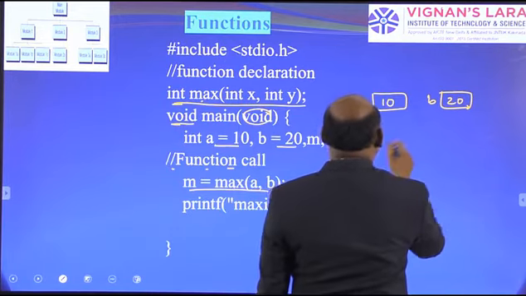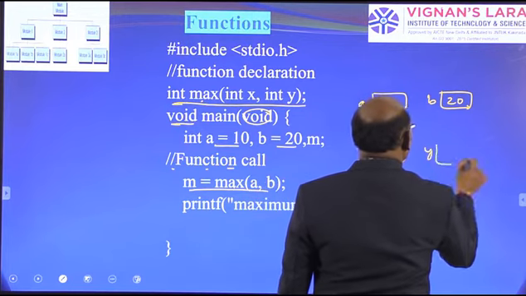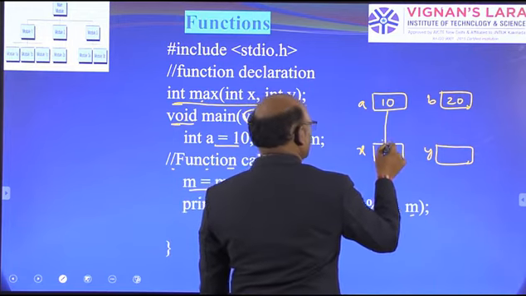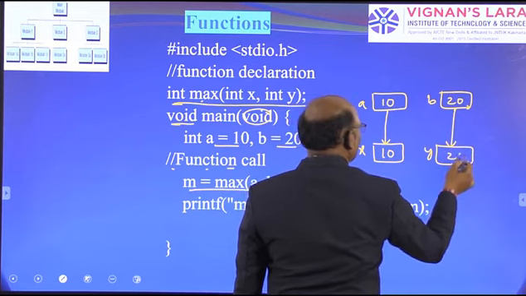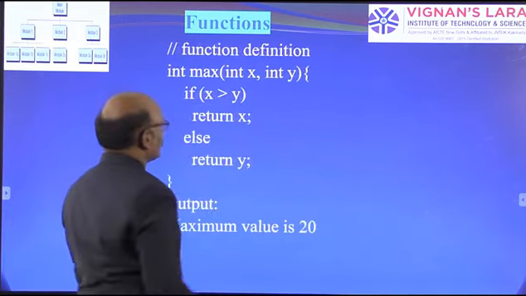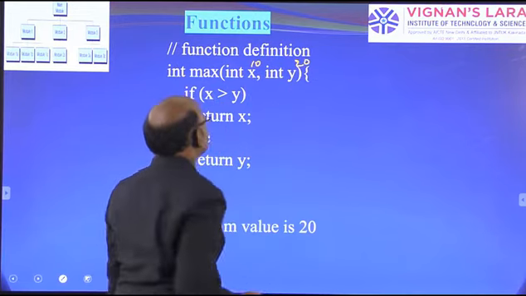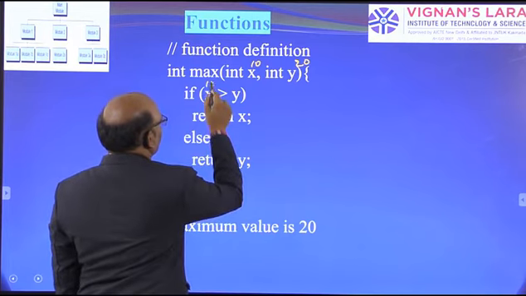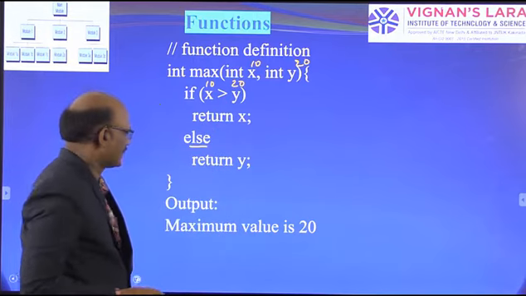A value 10, B value 20, right? X receives A value, that is 10. Y receives B value, that is 20. Now we compare. If X greater than Y, 10 greater than 20, false, then else will be executed.